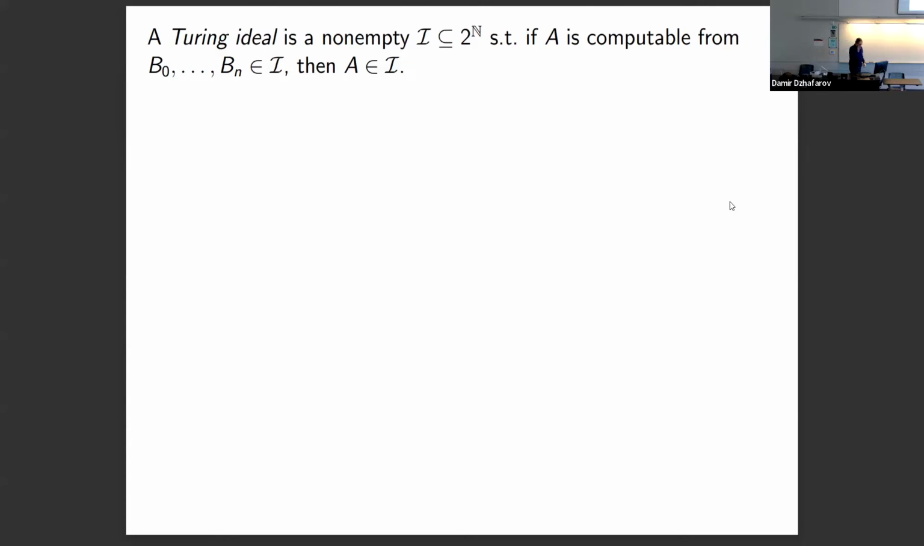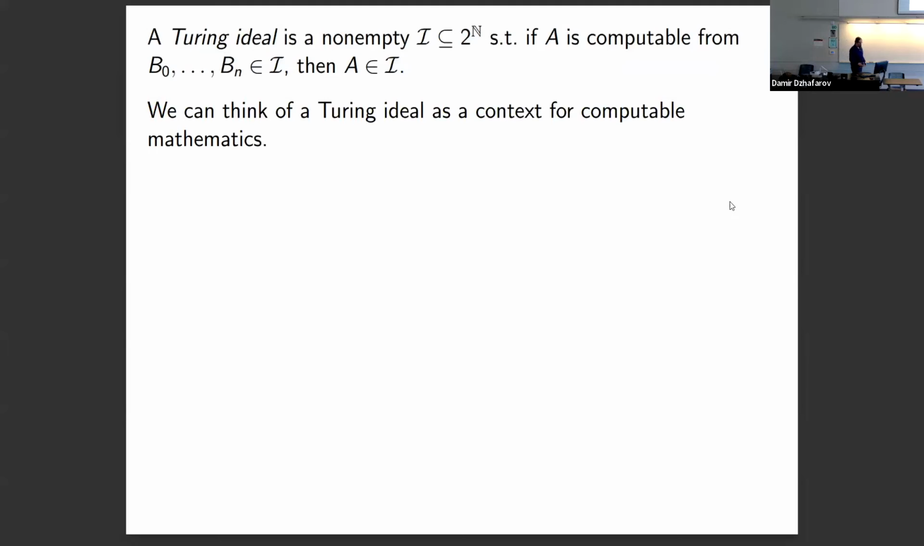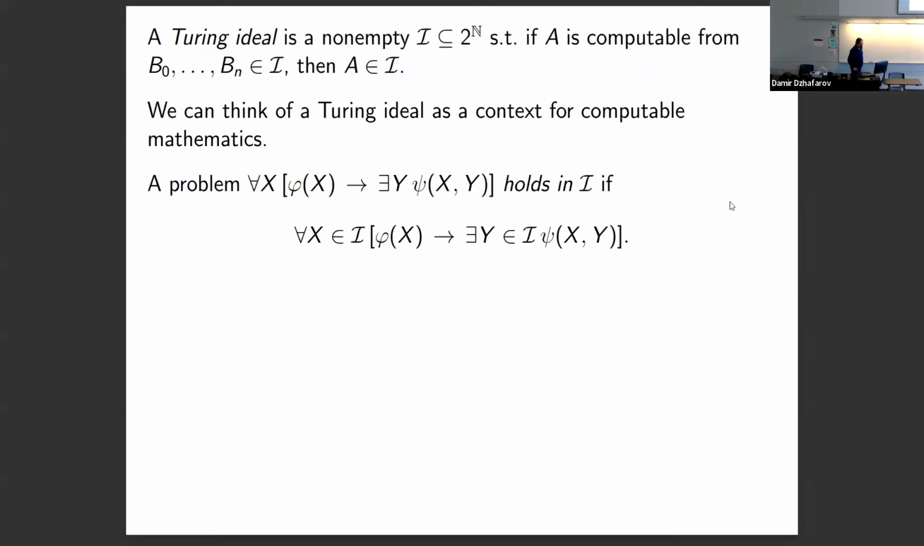And so that leads naturally to the notion of implication. Well, first to the notion of a problem holding in an ideal, and that's the obvious notion. A problem of this sort holds in an ideal I if for every X in I, there is a Y in I with the right conditions. And notice that because phi and psi are supposed to be arithmetic, remember, they don't change their meaning inside the ideal. They mean what they mean.